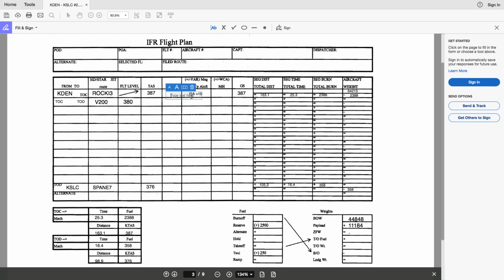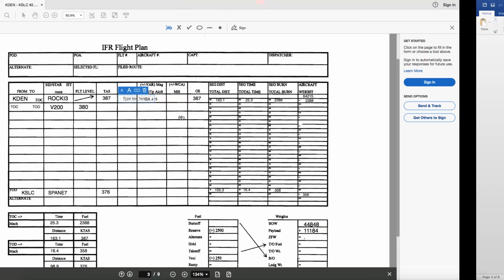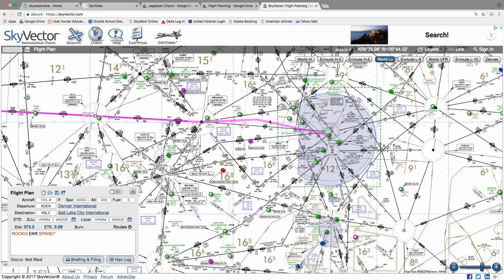So yeah, we'd use our magnetic course just off of our SID here. So our magnetic course, we can even just pull it off with Sky Vector here. I was thinking it was 274. So top of climb is 25 minutes, about 5 minutes before top of climb we're required to start efforts.